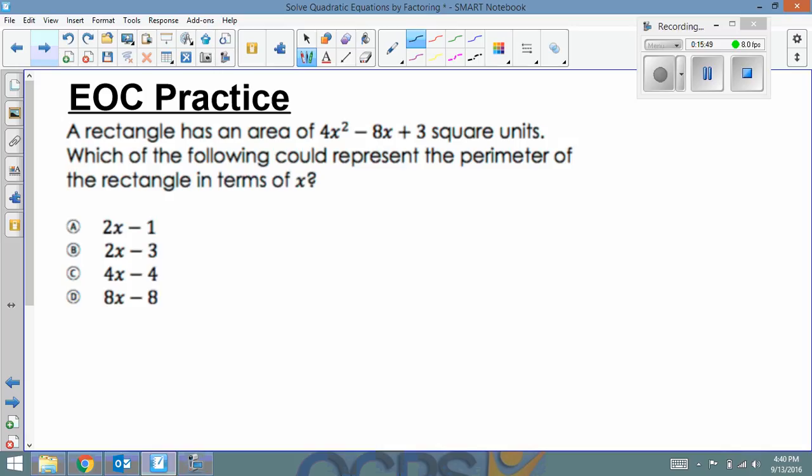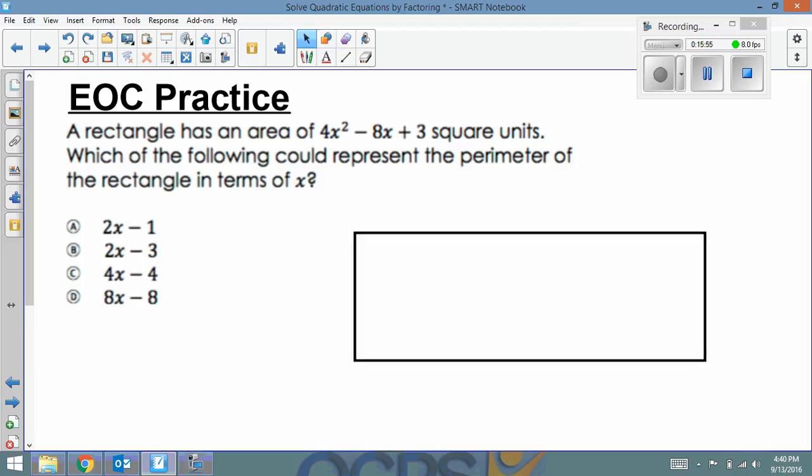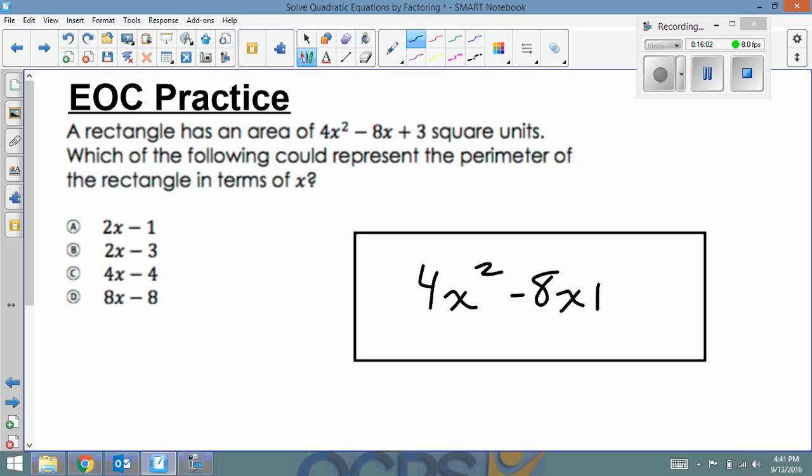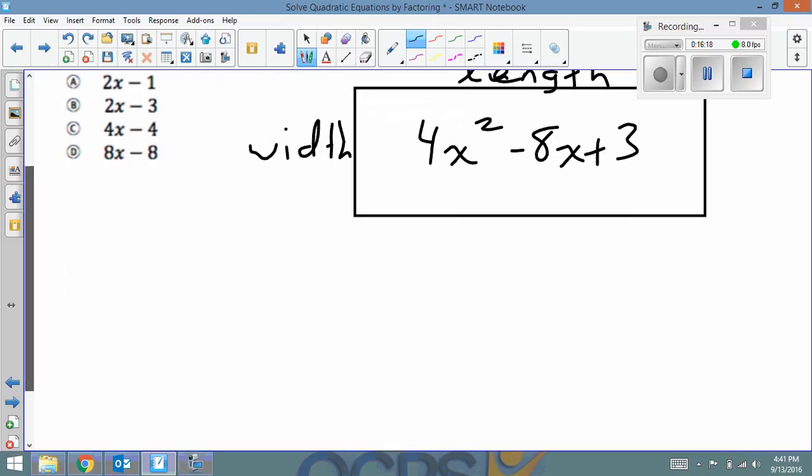All right, it says a rectangle has an area, so I know I have a rectangle that has an area. So that's the stuff inside of 4x squared minus 8x plus 3. Which of the following could represent the perimeter? So remember, to find area of a rectangle, it's length times width. So what we need to figure out is what those lengths and widths are by factoring this. So we're going to do our x method.